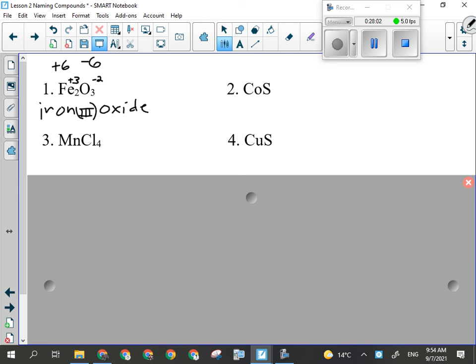Okay, so for our second one, Co stands for cobalt. S stands for sulfur, so that'll be sulfide. Cobalt can be a 2 or a 3. Sulfur is always a -2. Now there's 1 of each here, so what's the charge on cobalt? +2, yeah. If there's no little numbers, it's easy. They're the same charge because they cancel each other out. All right, so this is the cobalt with the +2 charge.